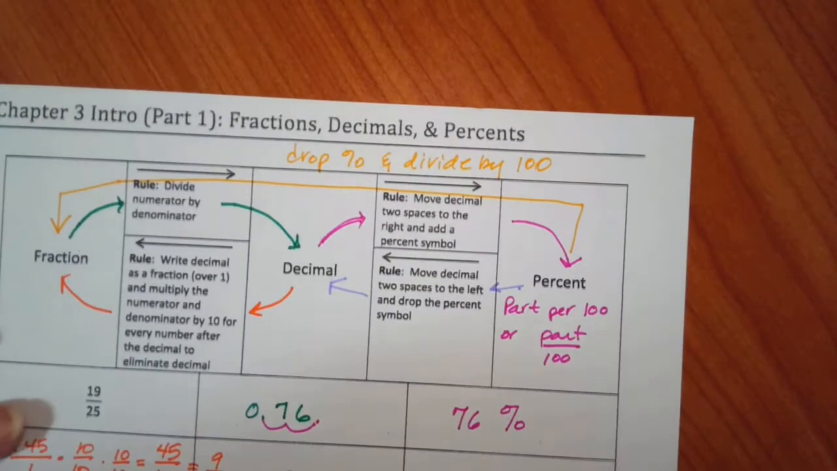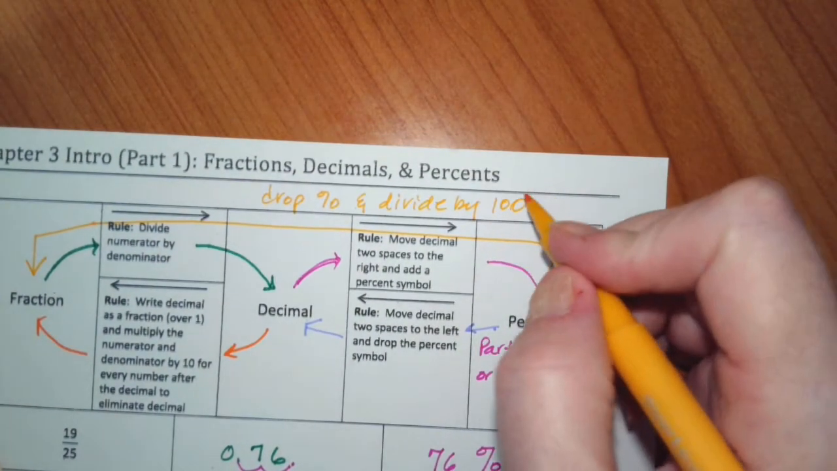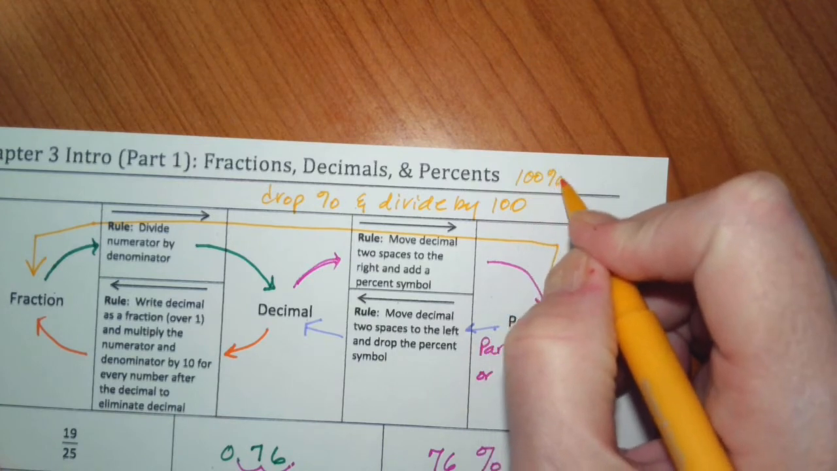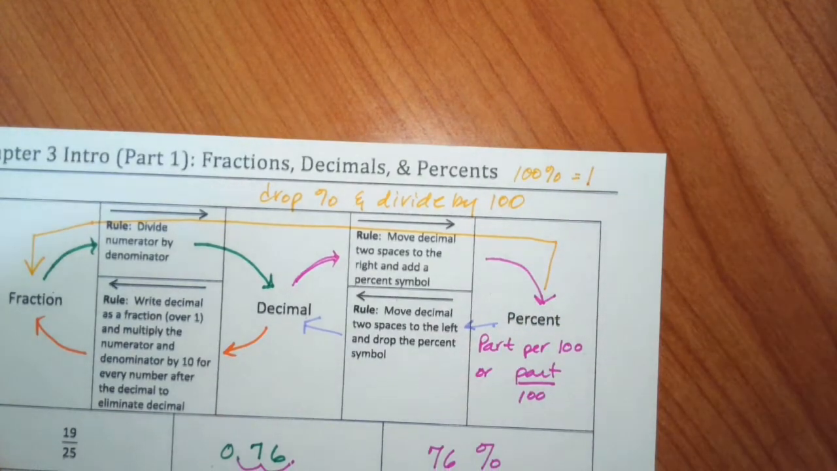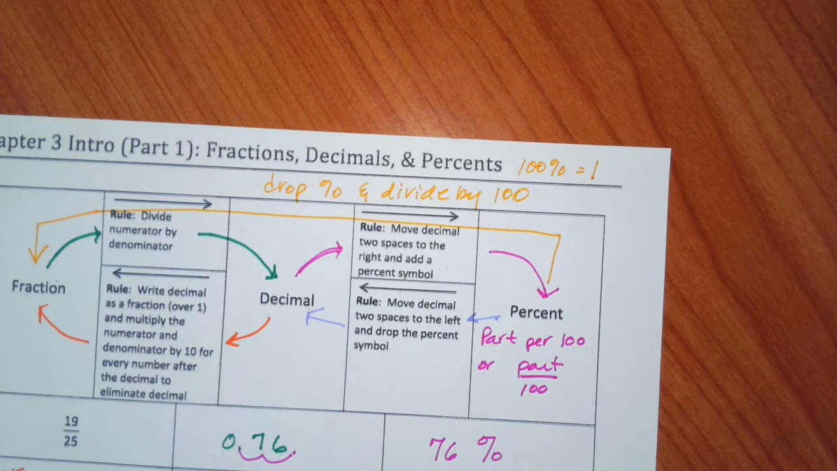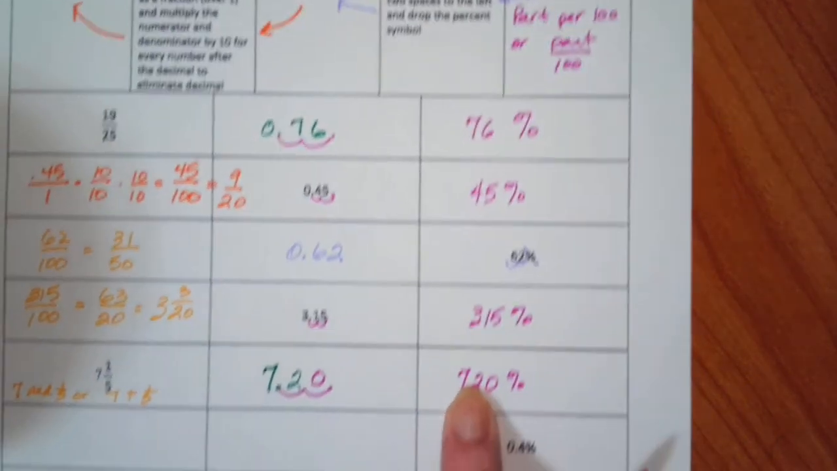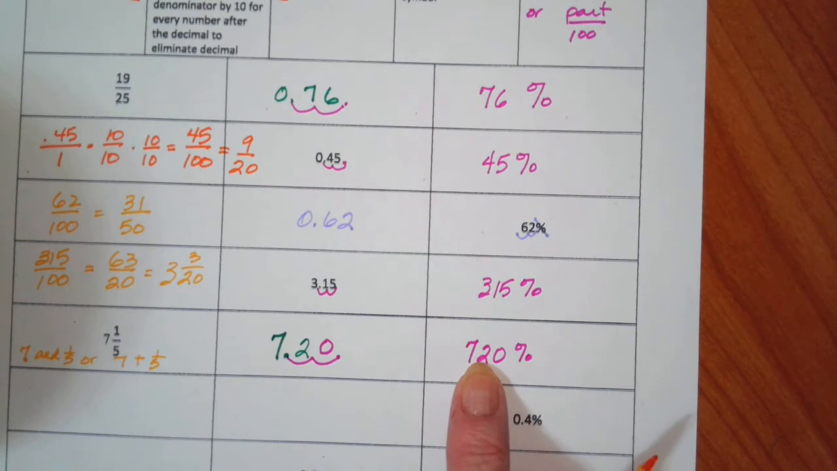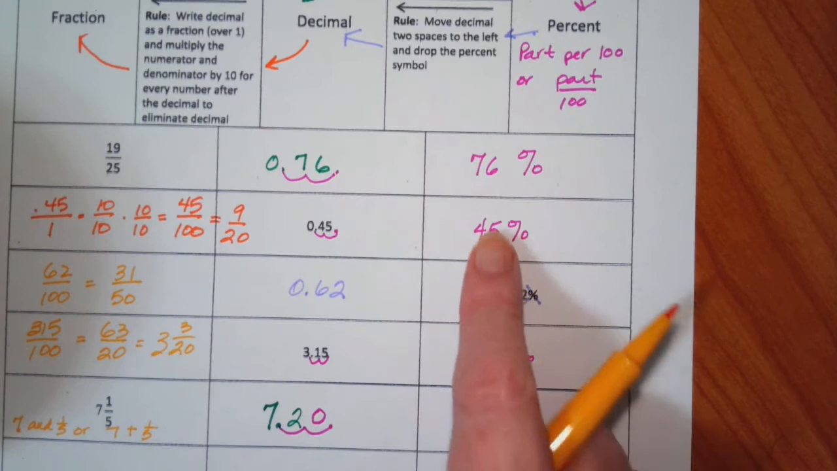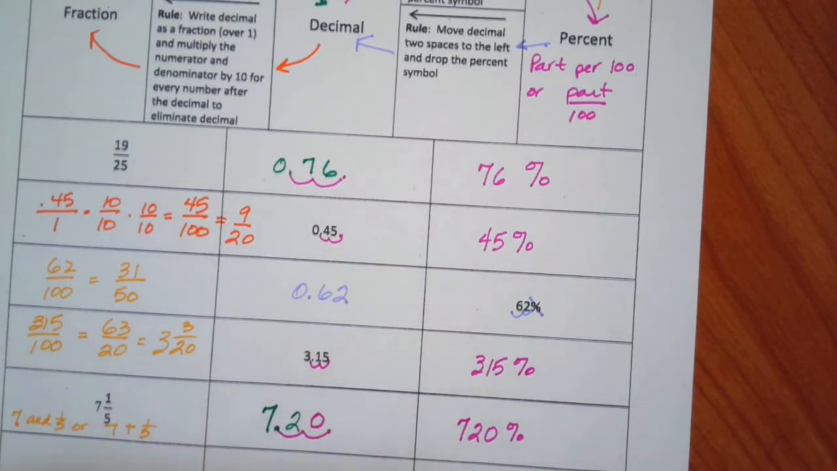Now one of the ways you can check yourself as you're doing this is, and I'll put this up at the top, 100% is equal to 1. So if you have a number larger than 1, your percent is going to be over 100%. If you have a number that is less than 1, then your percent is going to be less than 100%.